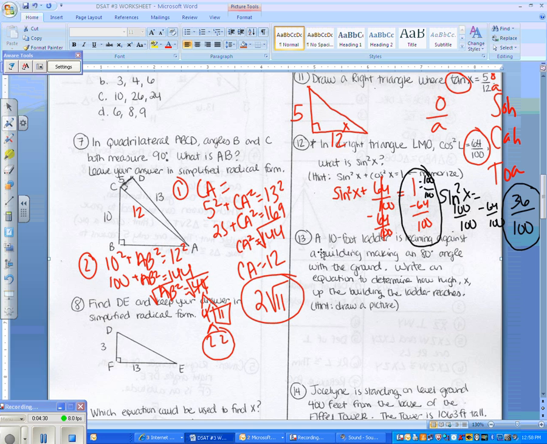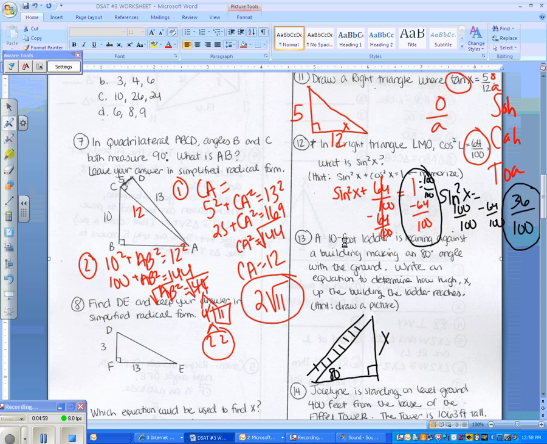Okay, number 13. A 10-foot ladder is leaning against a building, making an 80-degree angle with the ground. Write an equation to determine how high x up the building the ladder reaches. So we get to draw our fun picture. Here's my ladder. It's up against the building. The building and the ground make a right angle. And the ladder makes an 80-degree angle with the floor. So this is what it looks like, and we want to know how far up the building it goes.